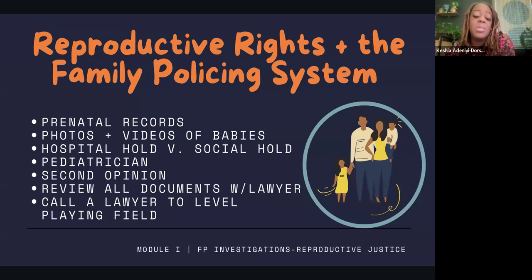Anything they make you sign in the hospital, social workers make you sign, you can say, I need to review this first, and contact an attorney and have an attorney review that with you before you sign that document. And if you sign documents, y'all, for the love of God, I see this happening all the time, get a copy of the document that you signed. Do not let them tell you can't have a copy. That's crazy. You are entitled to have a copy of any document that you sign. Okay. And if you can, call a lawyer to level the playing field, right?